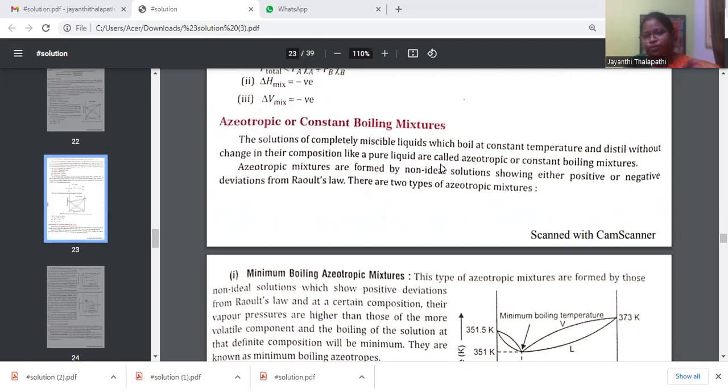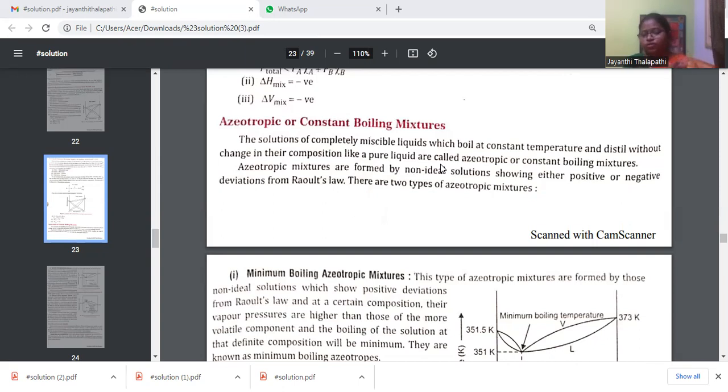Water's boiling point is 100. Ethanol's boiling point is 78.5. So when it boils, at what temperature does it boil? Together it gives you a different boiling point. So that's what they've given here.